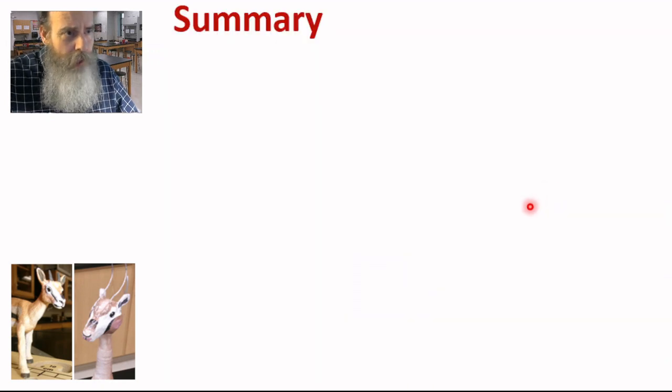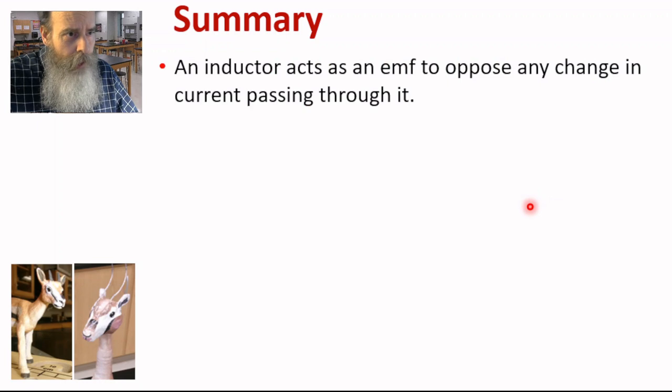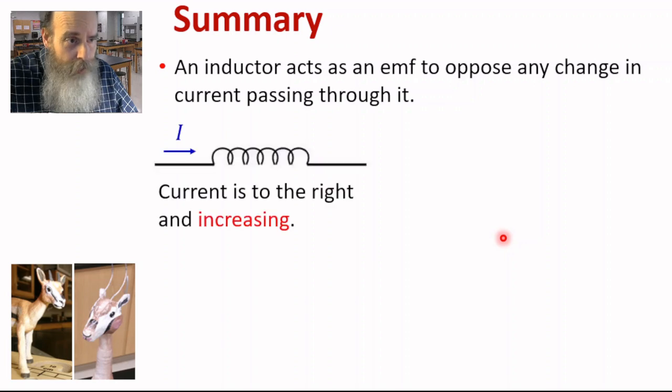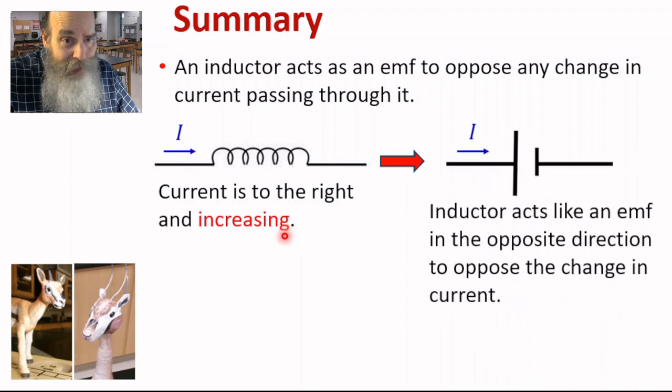Here's a summary of what we learned today. An inductor acts as an EMF to oppose any change in current passing through it. For instance, here we have current to the right and increasing. So the inductor acts like an EMF in the direction opposite to that of the current to oppose a change in current.